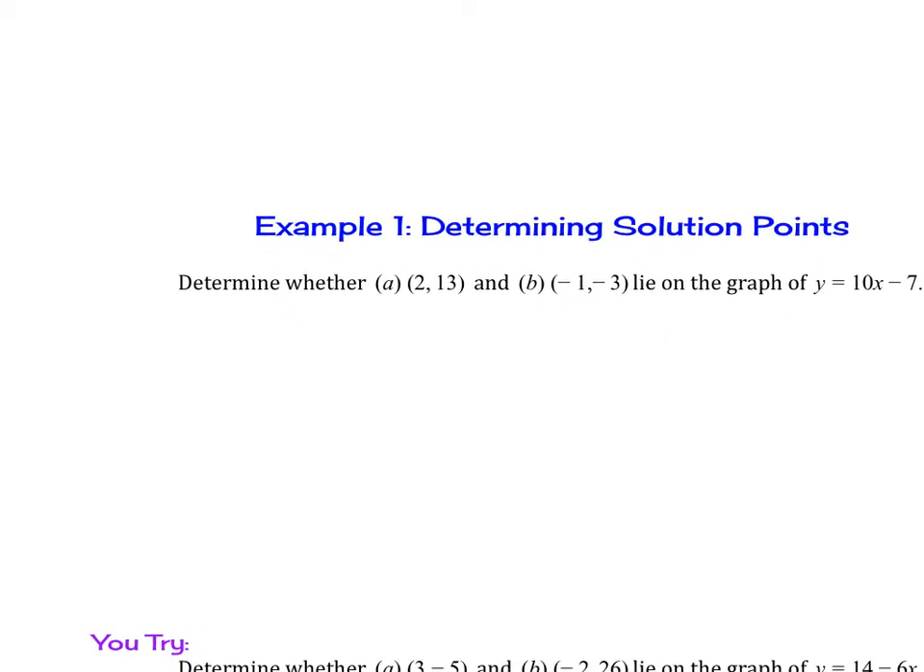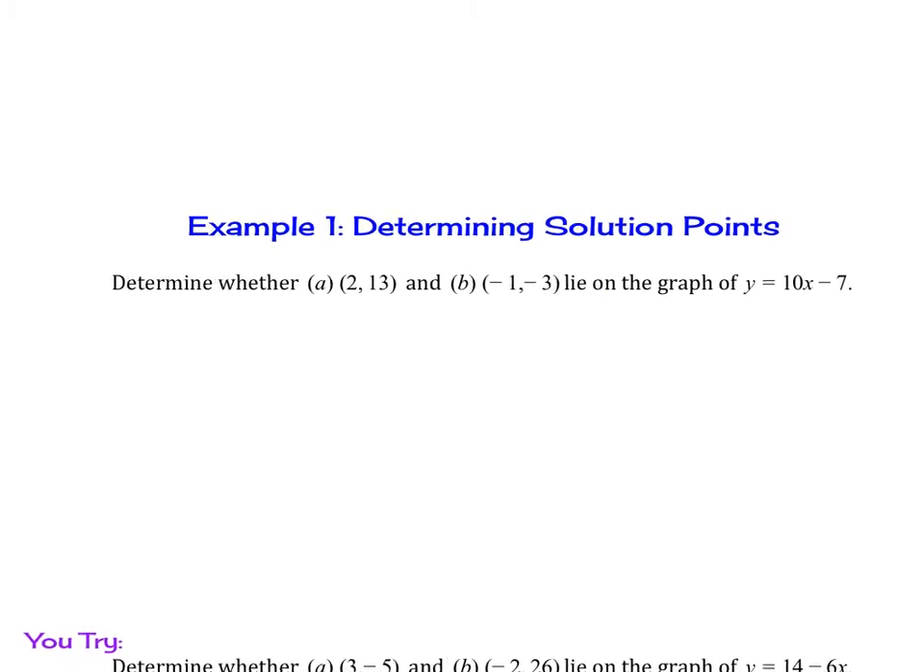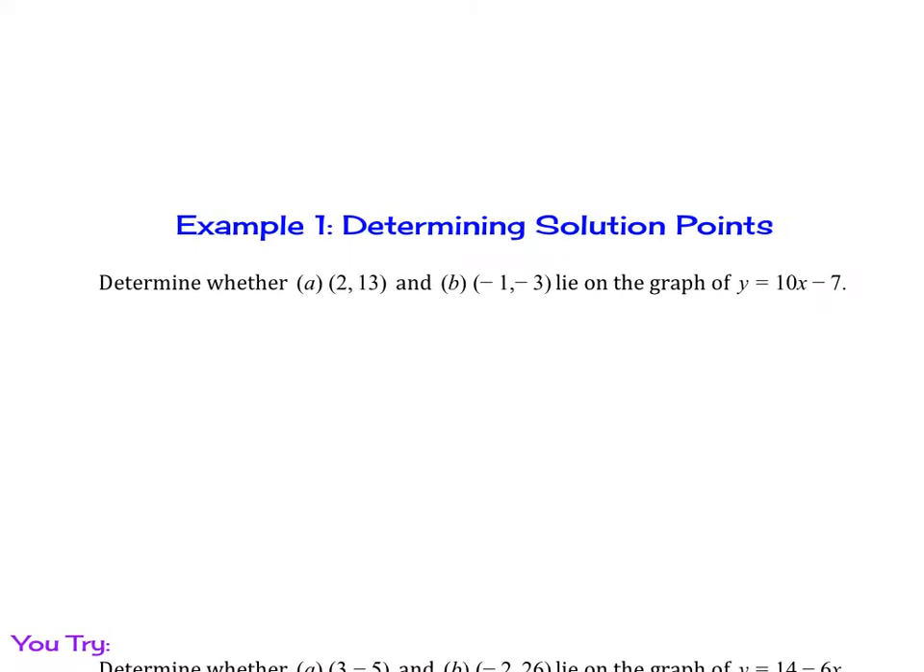So example 1, we're going to determine solution points. Determine whether (2, 13) and (-1, -3) lie on the graph of y equals 10x minus 7. So all you need to do is plug in the points and see if you get something that is true. So let's try (2, 13), so that's x and y, and so we just plug it in for our x and y values. So 13 equals 10 times 2 minus 7. So we want to see if this is true. So we get 13 equals 20 minus 7. 13 equals 13. So yes, this is a solution.